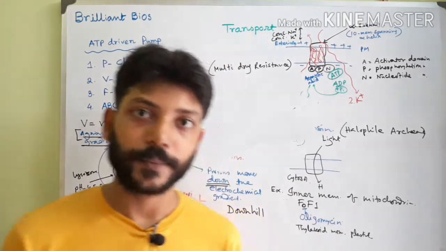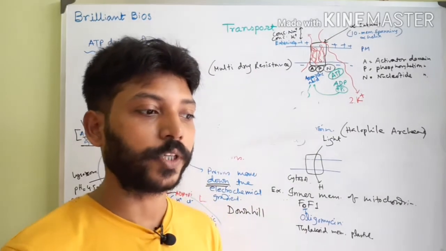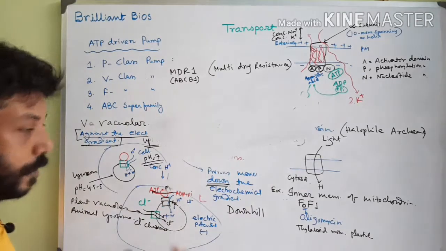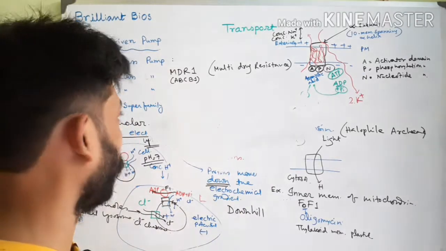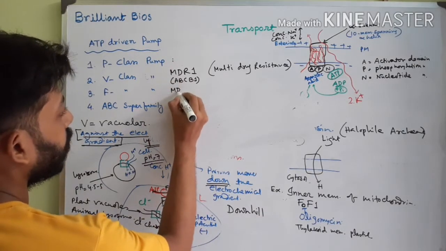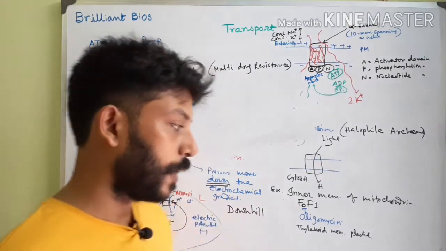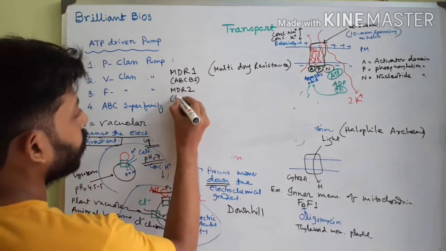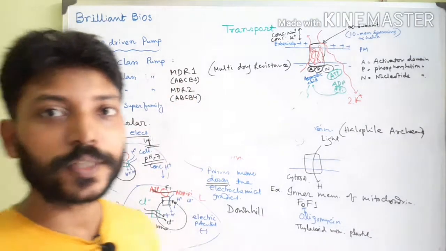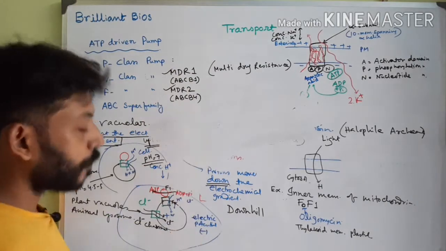Another example is chloroquine, that is used in malaria. It has been found that chloroquine is excluded from the cell and this patient cannot be cured by simply giving chloroquine. So MDR1. Another example is MDR2. This is very important, MDR2, and this is also known as ABCB4. You don't have to remember that, but as I know it, I have mentioned it here, but you remember MDR1 and MDR2.